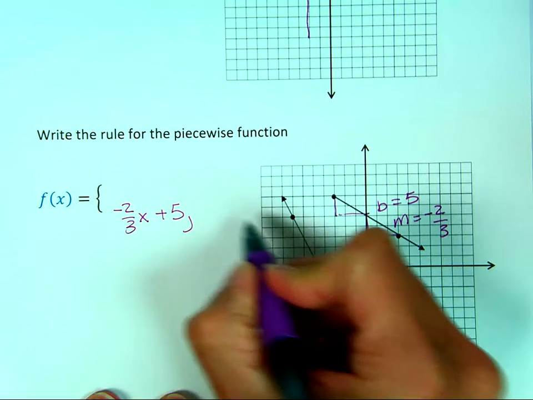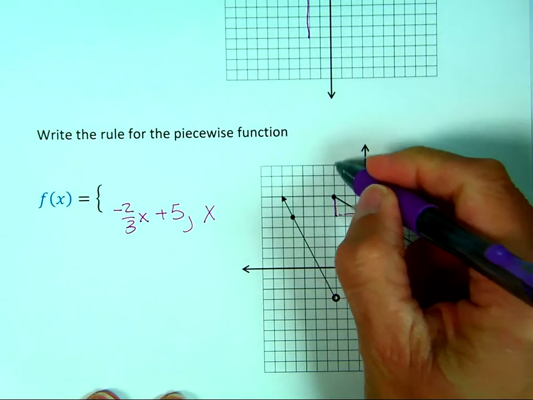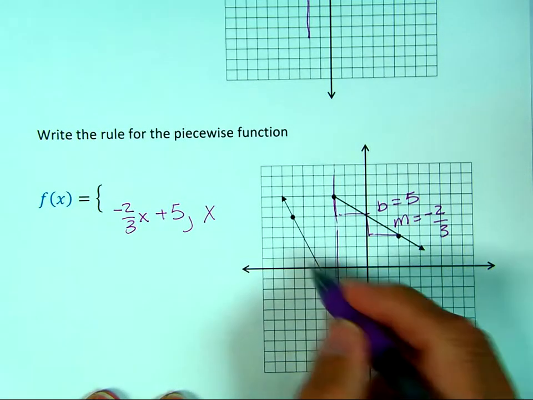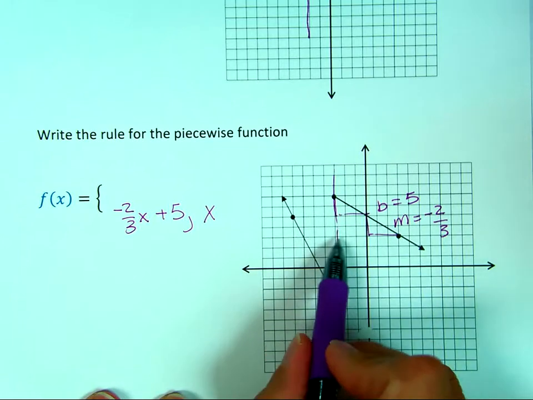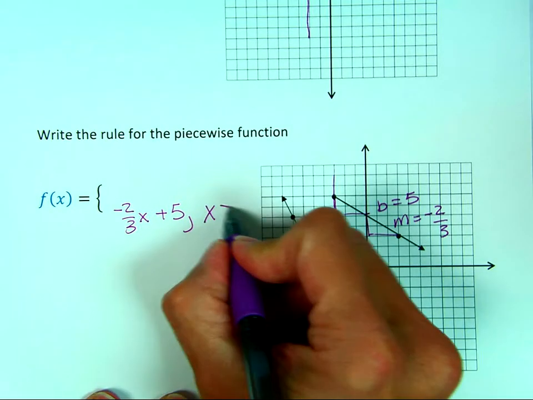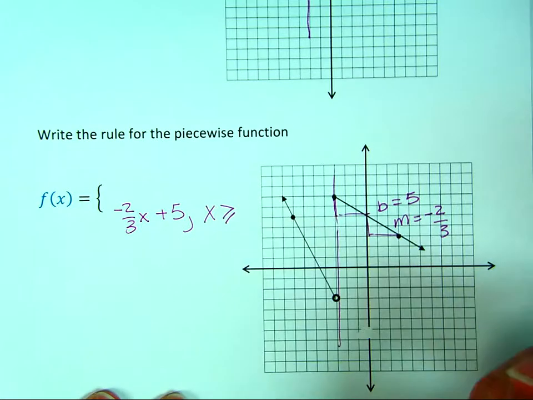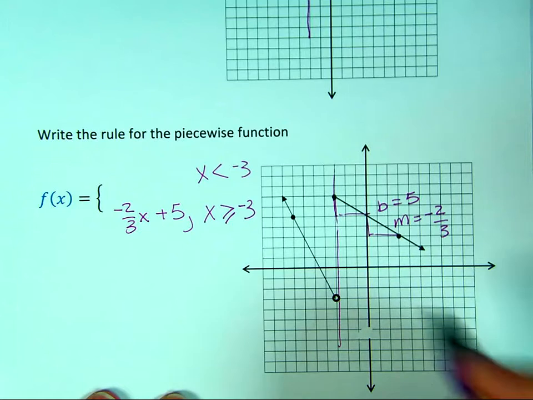And that's for x is what? It looks like x is greater than, this is our line where the interval shows us that the rule changes. So we're going to be greater than, and a solid circle means or equal to, negative 3. So then obviously this one's going to be x is less than negative 3. Okay, so now we've got to find this one.